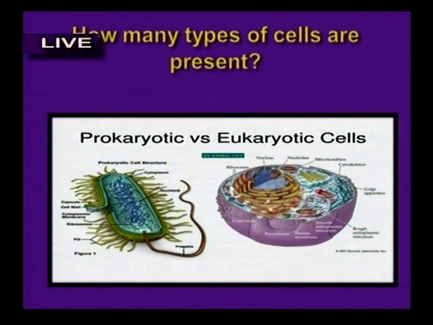Now let us see the picture of prokaryotic and eukaryotic. See friends, here are the beautiful pictures of prokaryotic and eukaryotic. What differences can you observe here? Yes friends, you are right. Here, in the prokaryotic cell we can see that a disorganized nucleus is present, whereas in eukaryotic an organized nucleus is present. So, this is the difference between prokaryotic and eukaryotic.